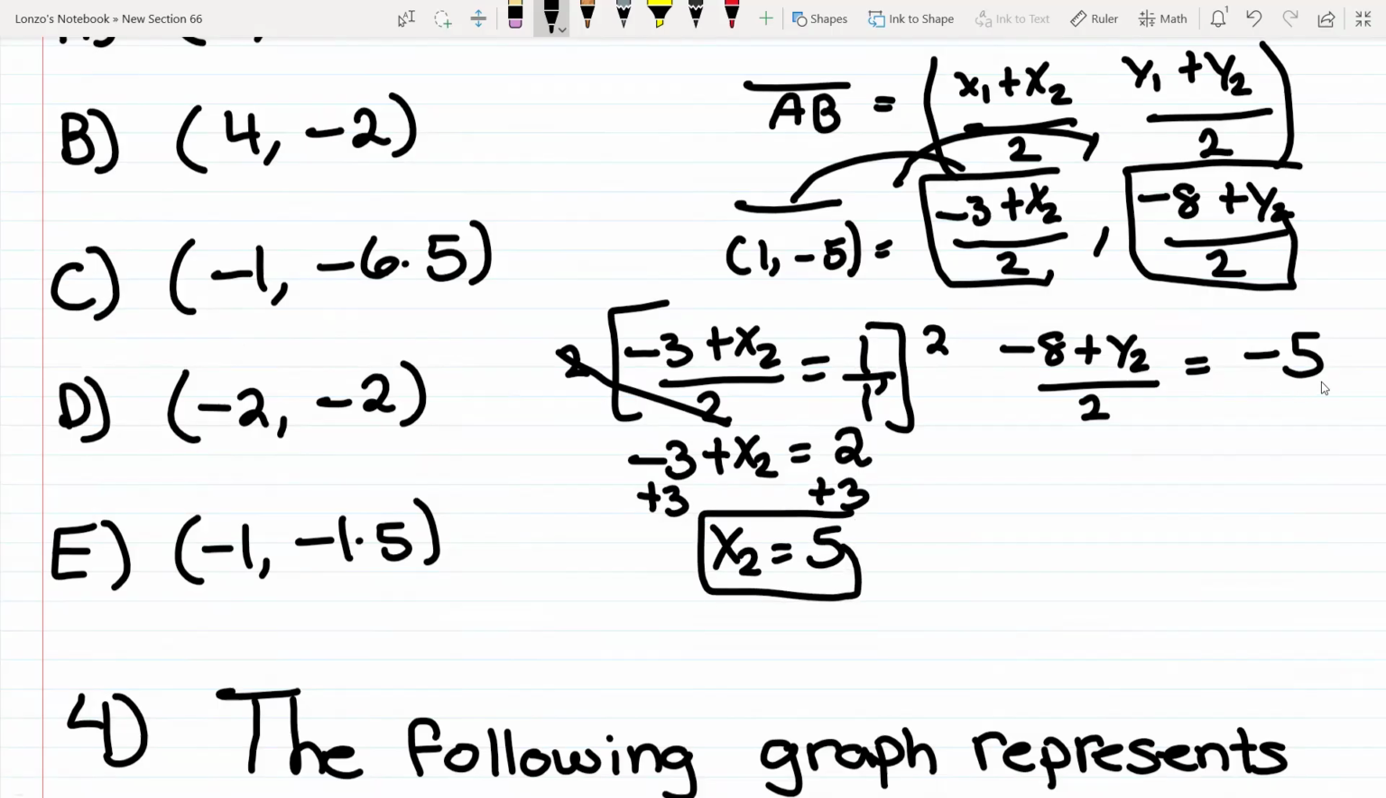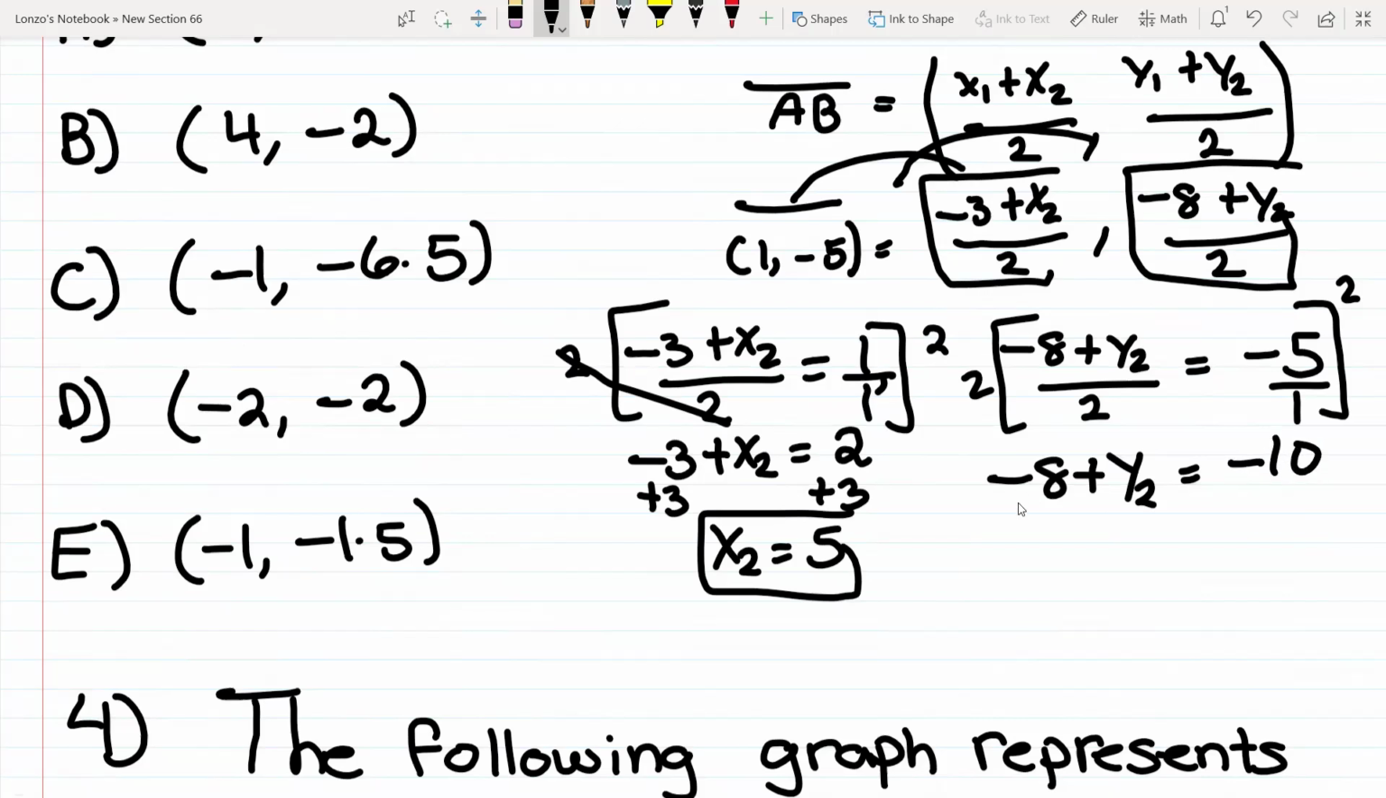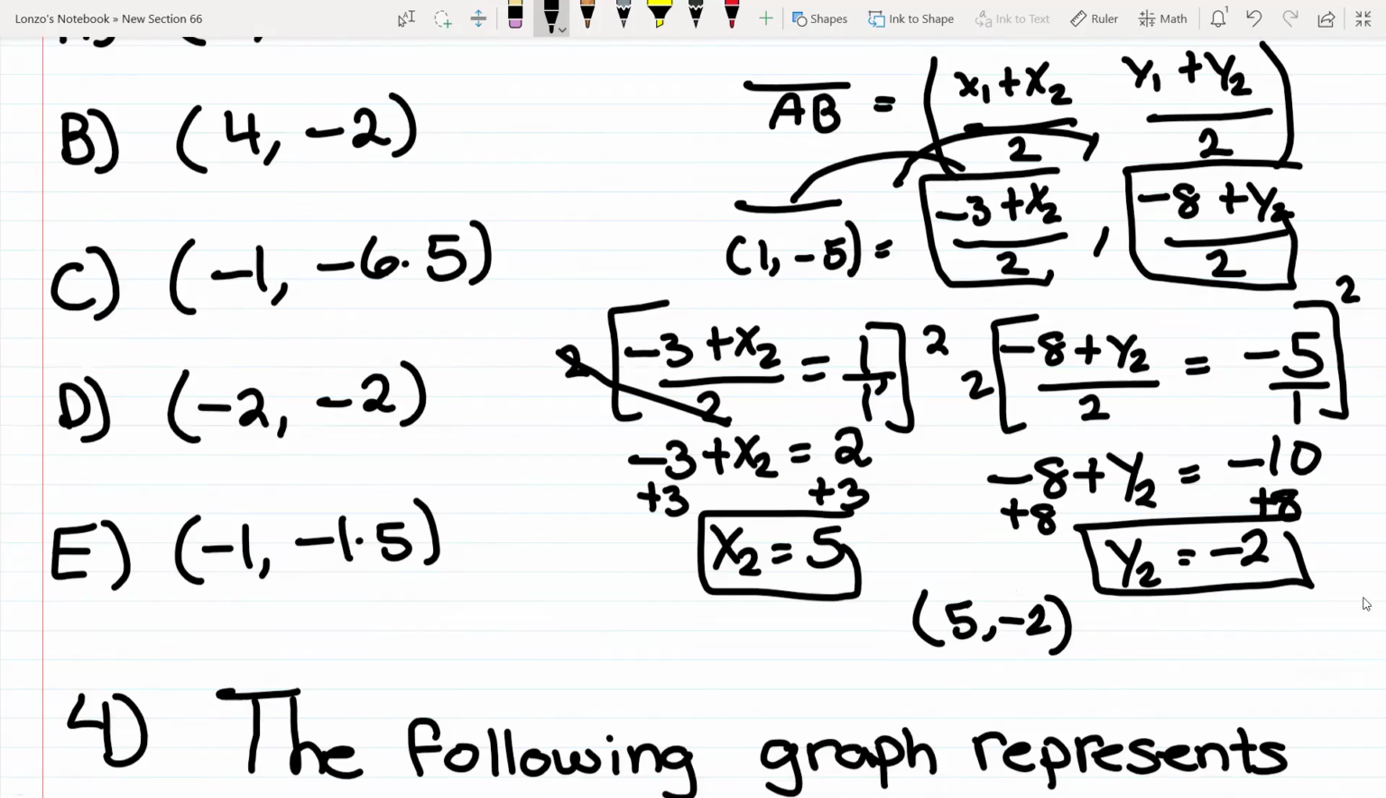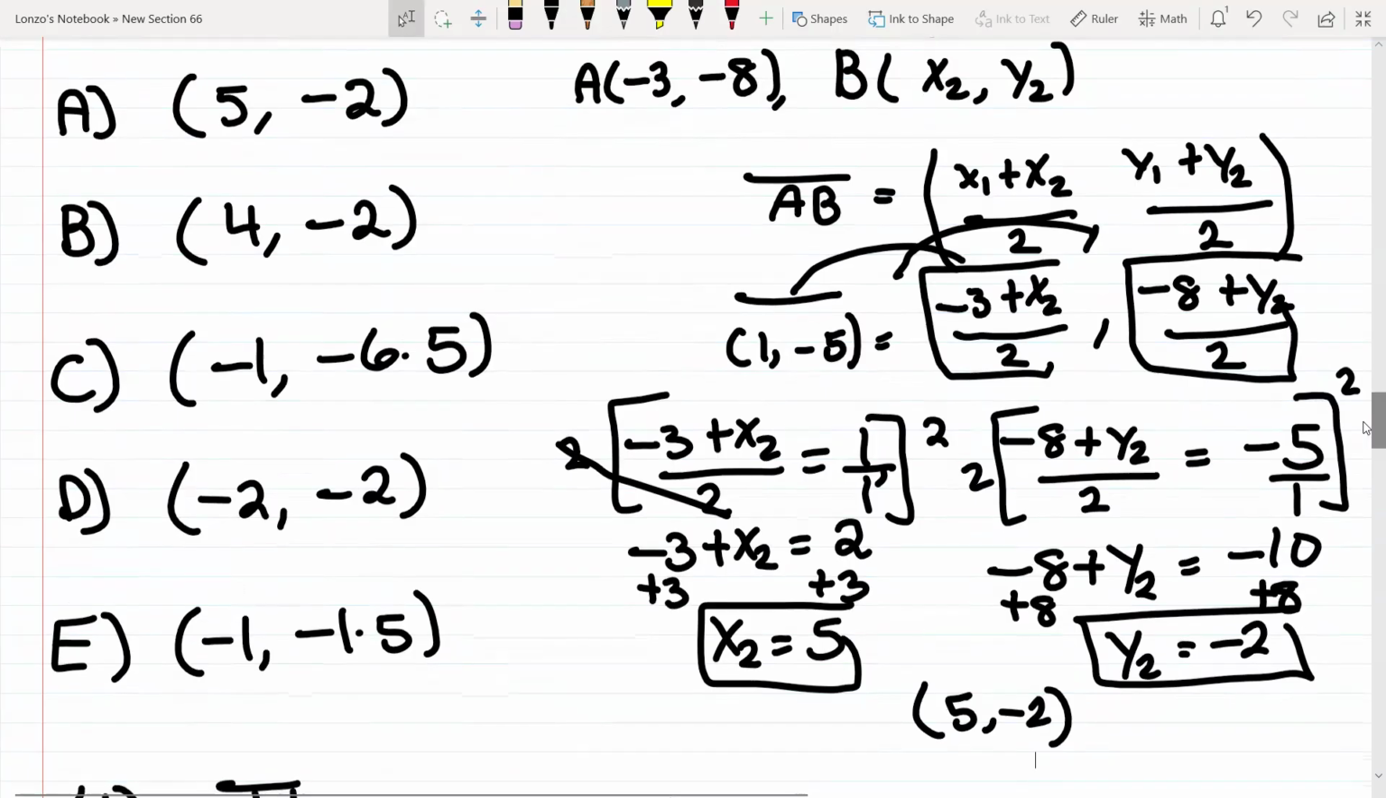Now I'll do the same thing here. I'm going to multiply both sides by 2. So it's going to be -8 plus y2, and -5 times 2 is -10, and then add 8. -10 plus 8 is -2. So my coordinates are 5 comma -2. So that's letter A.